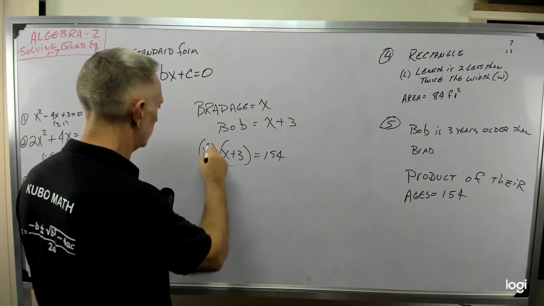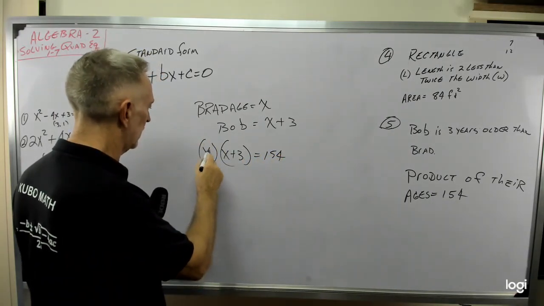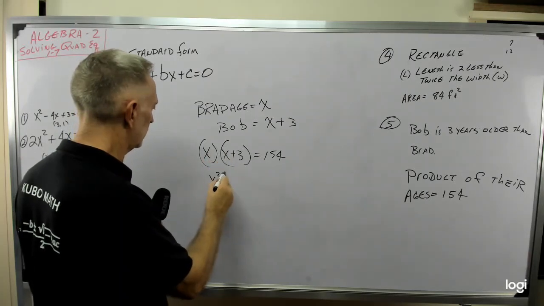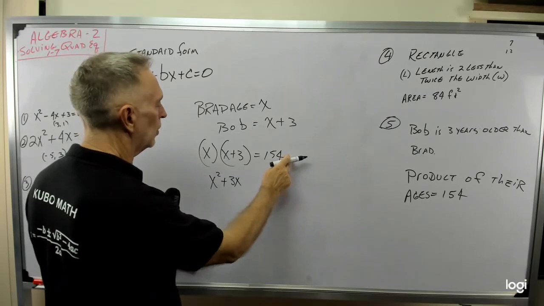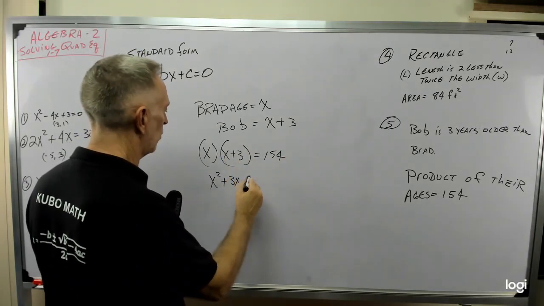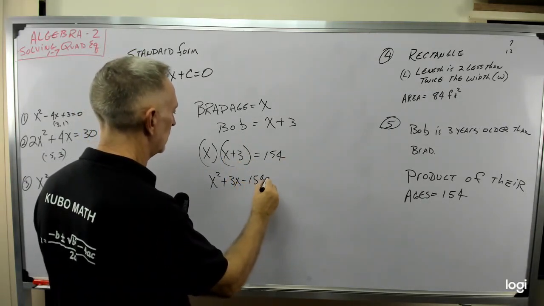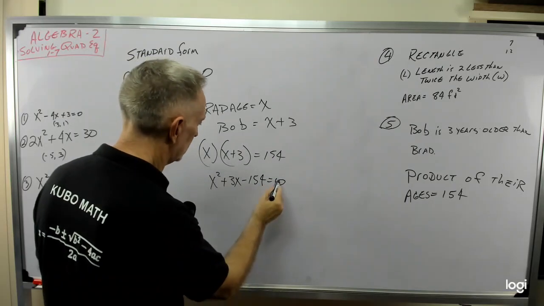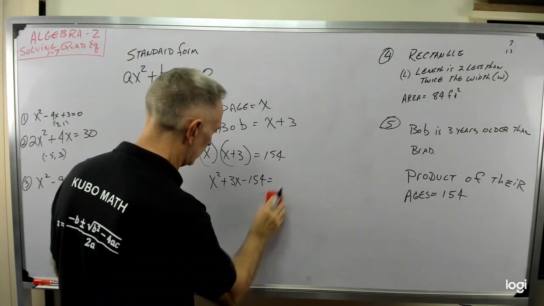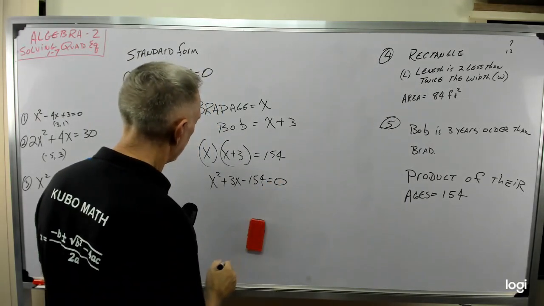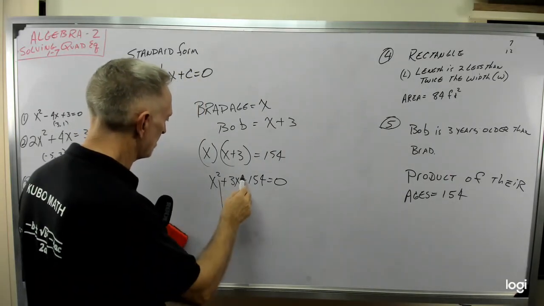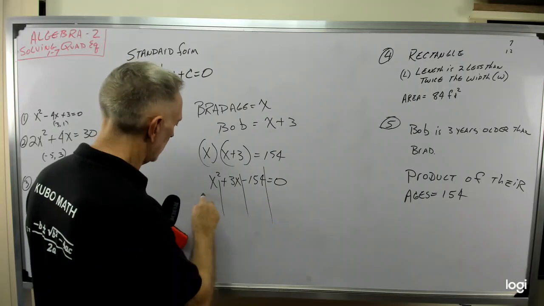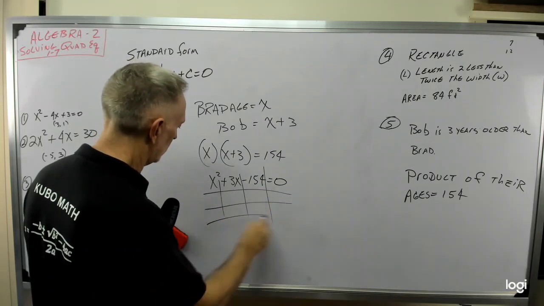So X, we can distribute this inside. X times X is X to the second power plus 3X. I'm going to go ahead and subtract 154 from both sides. Equals 0. So let's factor this and see what we get.